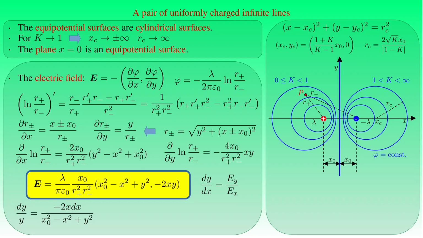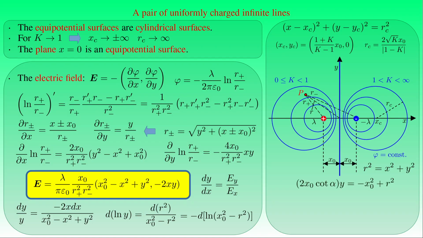If r denotes the distance of a point from the origin in the xy plane, that is r squared is equal to the sum of x squared and y squared, then we can convert the equation into another one stating that the differential of the natural logarithm of y is equal to the differential of r squared over x naught squared minus r squared. Here the right-hand side is given by minus the differential of the natural logarithm of the difference between x naught squared and r squared. This separable differential equation can readily be integrated by choosing the constant of integration as 2x naught times cotangent alpha, where alpha is an arbitrary number.